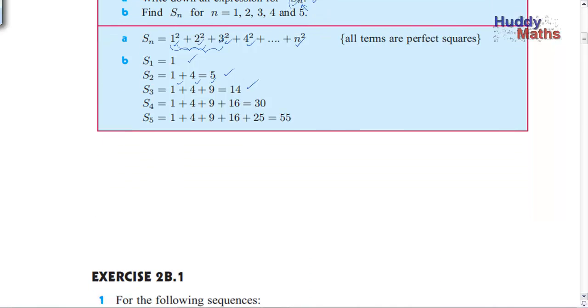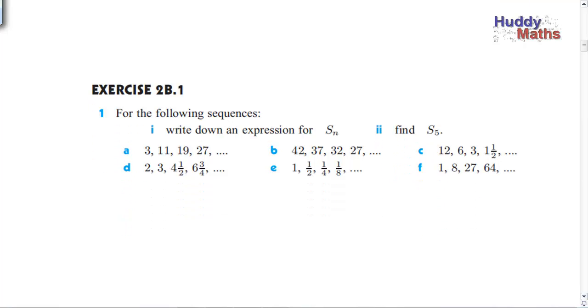So here's some for you, 2b1. And I want you to pause the presentation, write down the expression for Sn, and then find S5. Sn is just 3 plus 11 plus 7, and then add up S5. So S5, well, that'll be an extra term needed. You'll have to work out what the next term is in there. So good luck with that. Anyway, pause it and have a go, and I'll show you the answers now.